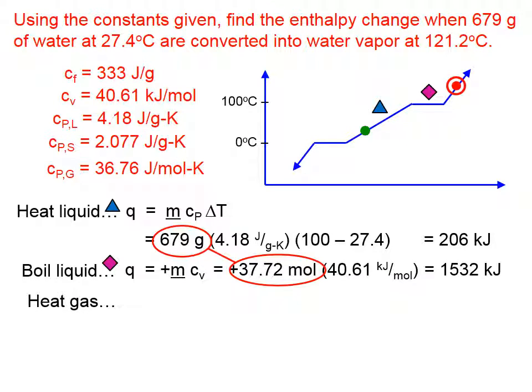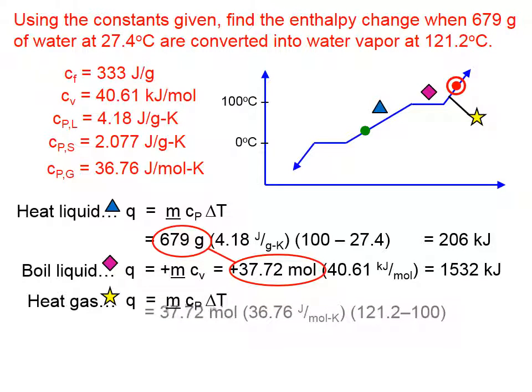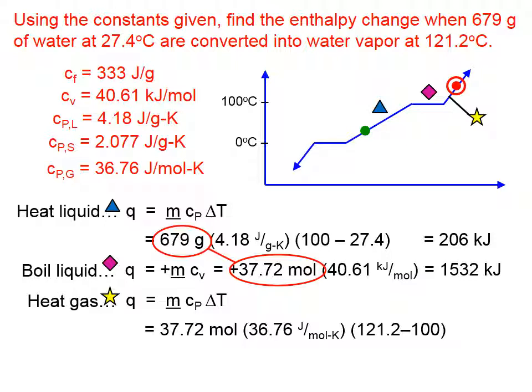And now we then need to heat the gas from 100 to 121.2 degrees Celsius. In other words, we need to go along this final stretch of the heating curve. That is a sloped portion, so we need the delta T form of the equation. The heat capacity of the gas, I'm circling it here on the left side of the screen with my laser pointer, is given as 36.76 joules per mole.